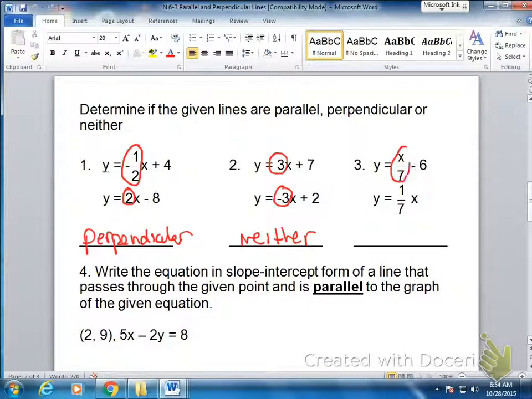Now this one's kind of tricky. We have x over 7 and 1 over 7, but remember, x over 7 is really equal to 1 over 7x, so we really have a slope of 1/7 and a slope of 1/7. Since they're equal, they're parallel.